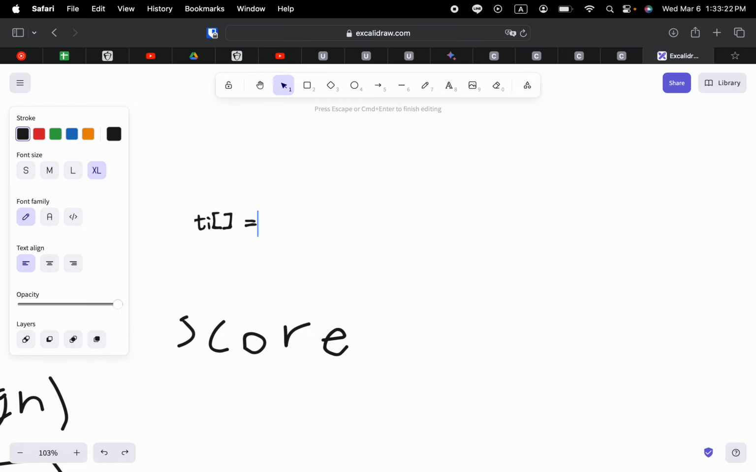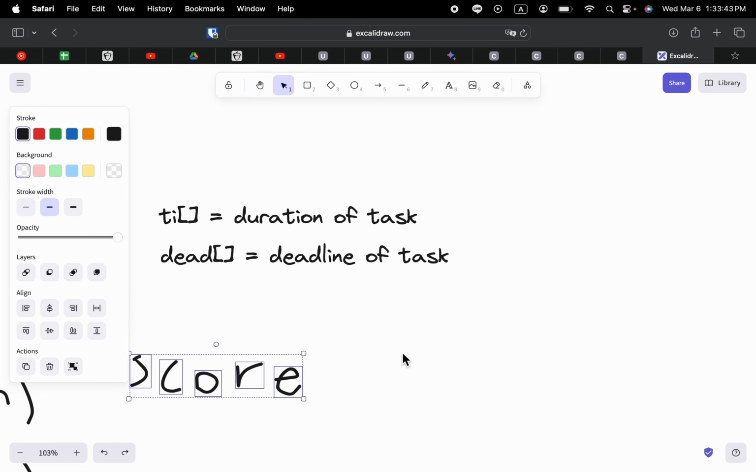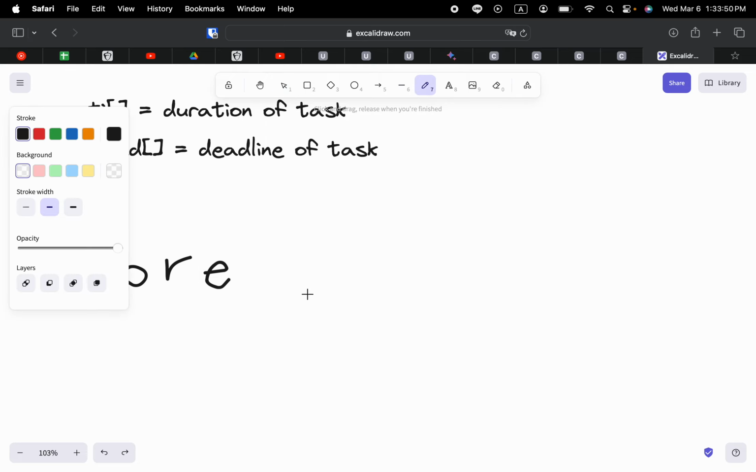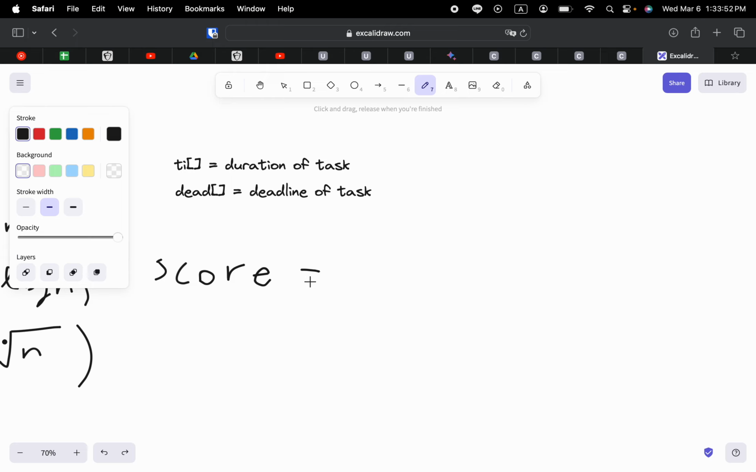Okay, TI equals the duration of the task, like how long you'll take, and then let's say deadline. I don't know how to name things. Okay, it's not the actual deadline. Even if you pass the deadline, you will still get a score, but it's a negative score. Just remember that, because when I was first doing this problem, I was kind of confused.